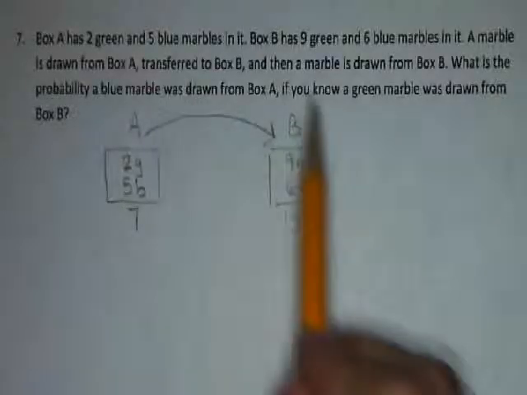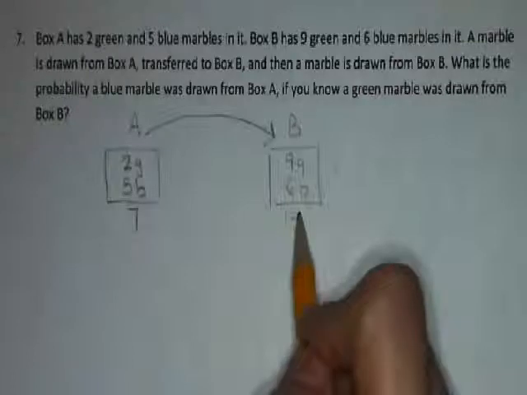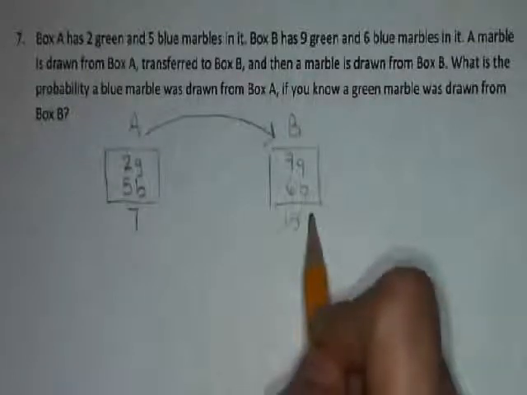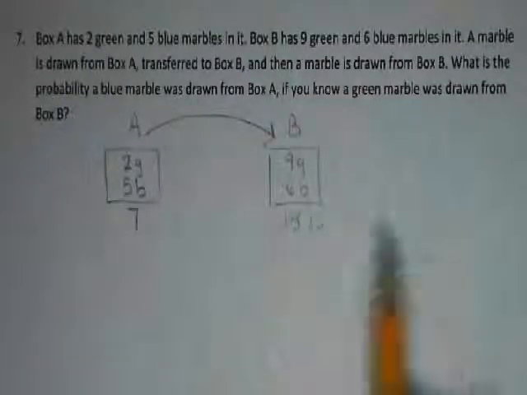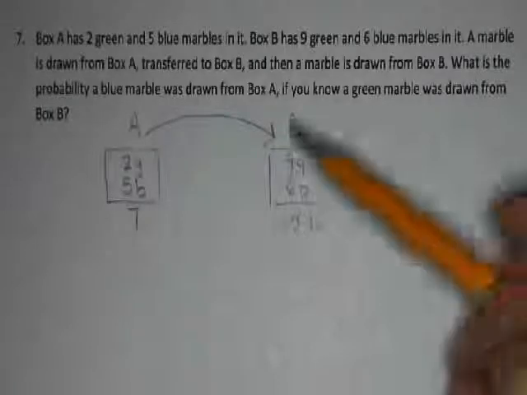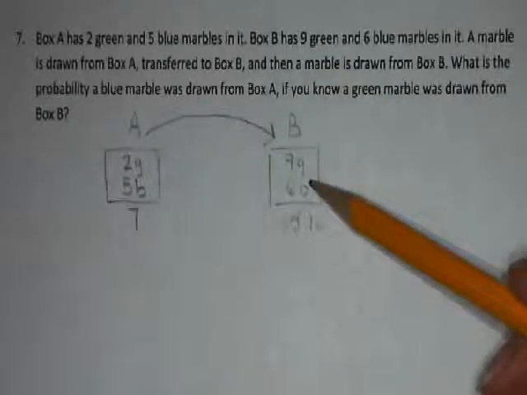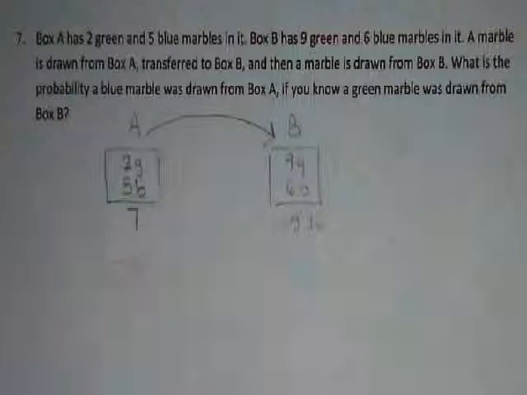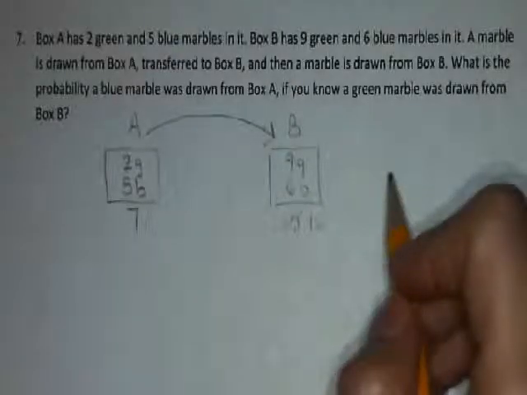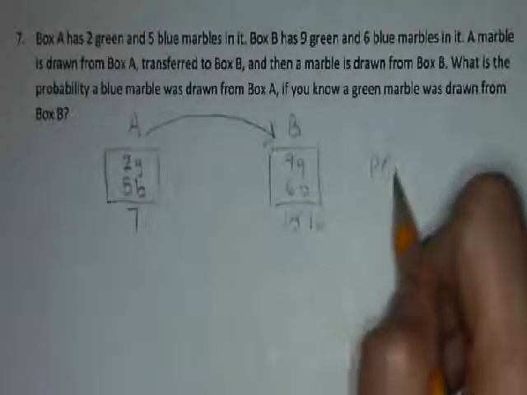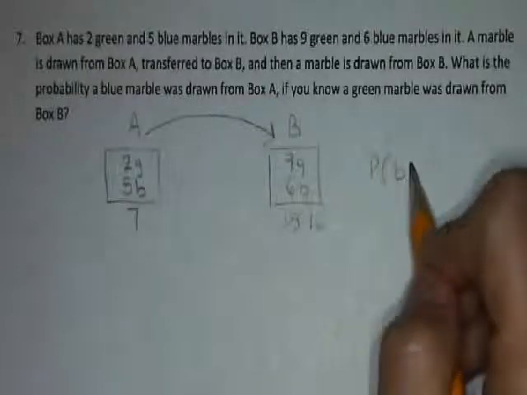When we move a marble from A to B, that's actually going to change the total number of marbles in box B from 15 to 16. And it will also change one of these numbers depending on what color we draw from box A. The question here is for us to find the probability that a blue marble was drawn from box A if we know a green marble was drawn from box B.